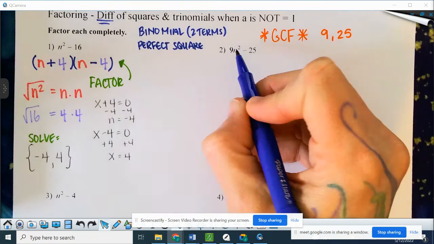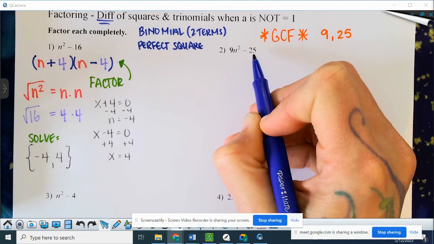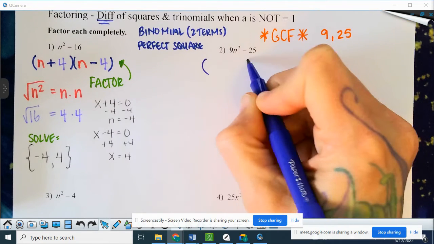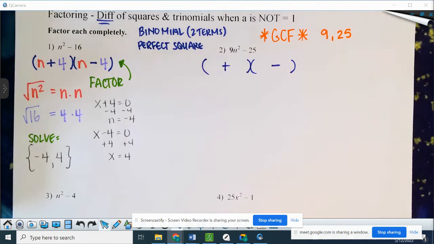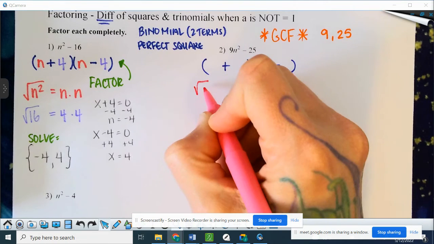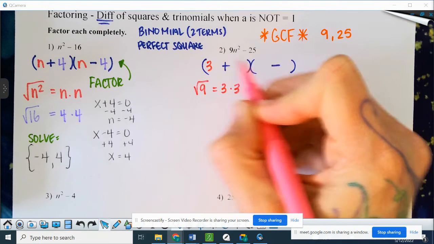It is a binomial. I know I can take the square root of 9, and I know I can take the square root of 25, and it is a quadratic, raised to the second power. So I can open up two sets of parentheses, a plus and a minus, and it doesn't matter if you put the minus first or the plus first, either way. We're going to take the square root of 9, which is 3 times 3, so we're going to put a 3 and a 3.